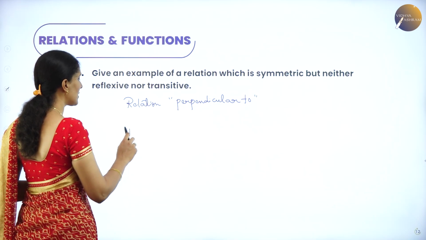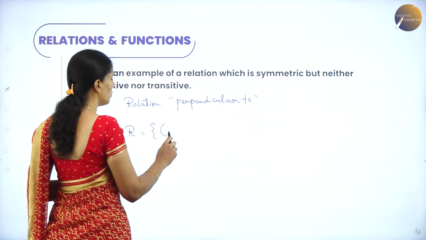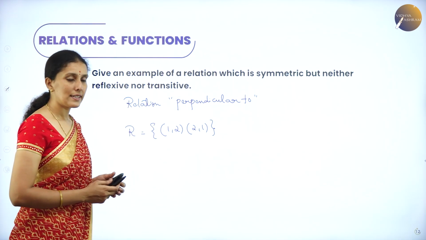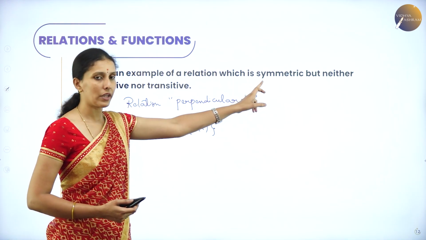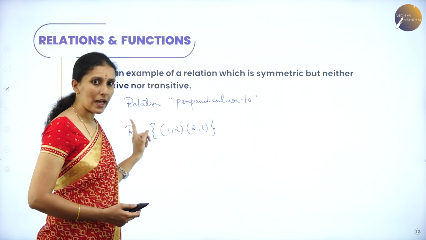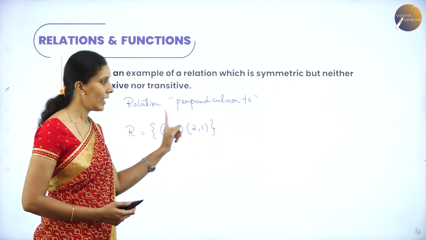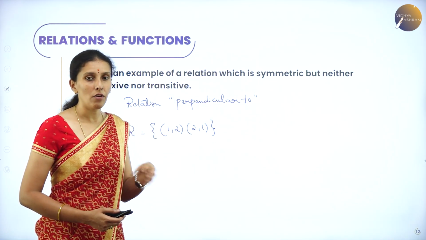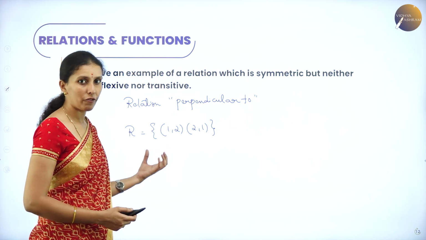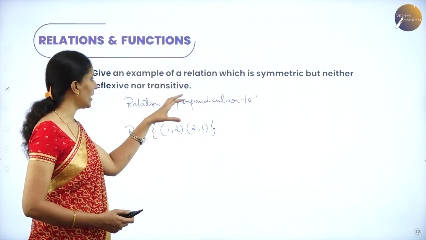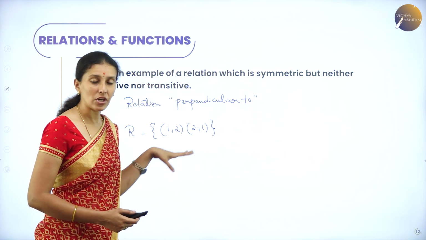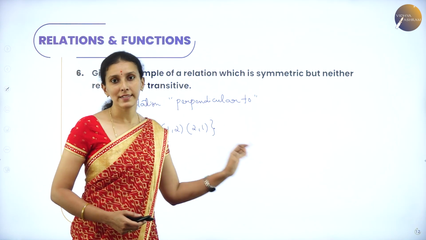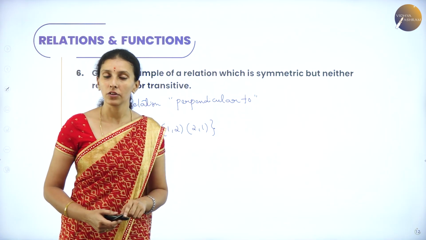We can also give an example of R equal to {(1, 2), (2, 1)}. See, this is the set which satisfies only the symmetric relation. We have (1, 2) in R, so (2, 1) is also in R, hence it is symmetric. But it is not reflexive, we don't find any element in the form of (1, 1) or (2, 2). We don't find any element which satisfies the transitive property also. Hence, this is an example for only symmetric relation, but neither reflexive nor transitive.